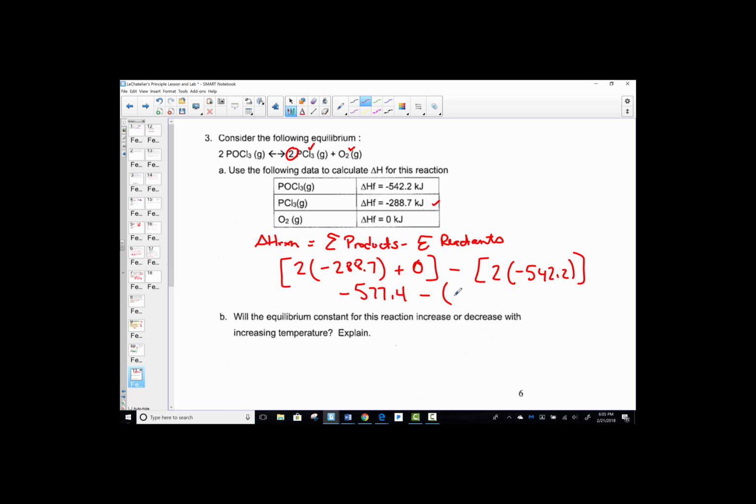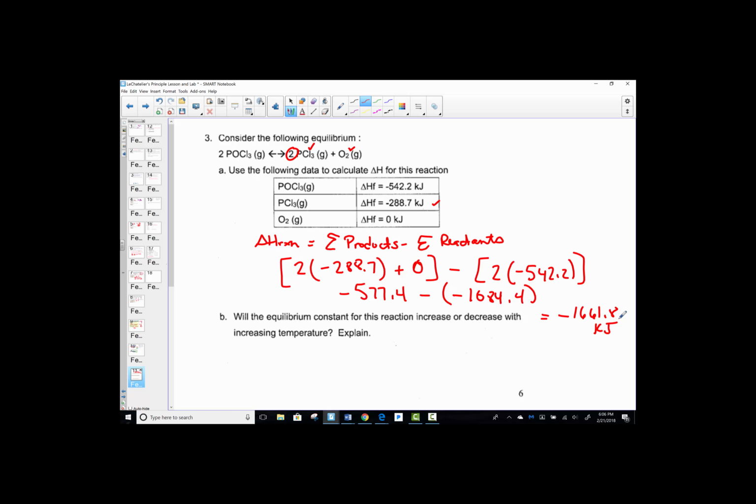That gives us a value of negative 1084.4. Let's subtract these. Negative 577.4 minus a negative 1084.4, and we get a reaction value of negative 1661.8 kilojoules.